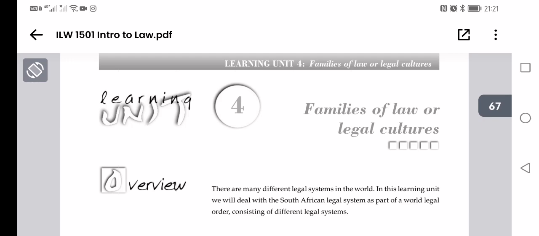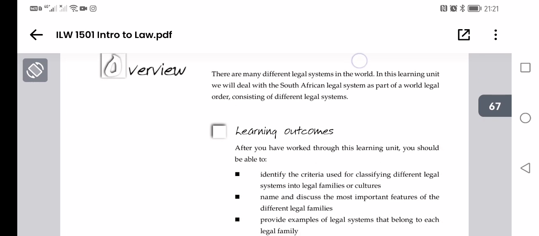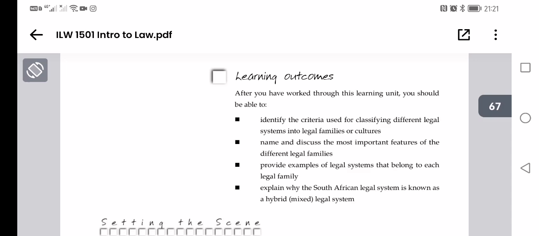Learning Unit 4, Families of Law or Legal Cultures. There are many different legal systems in the world. In this learning unit, we will be dealing with the South African legal system as part of our world. Legal order consists of different legal systems.